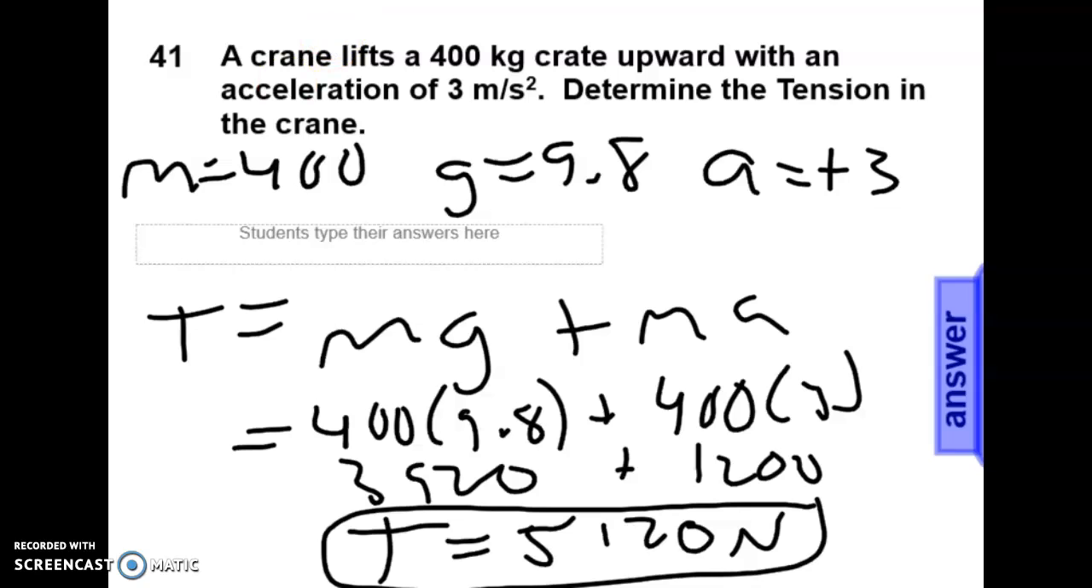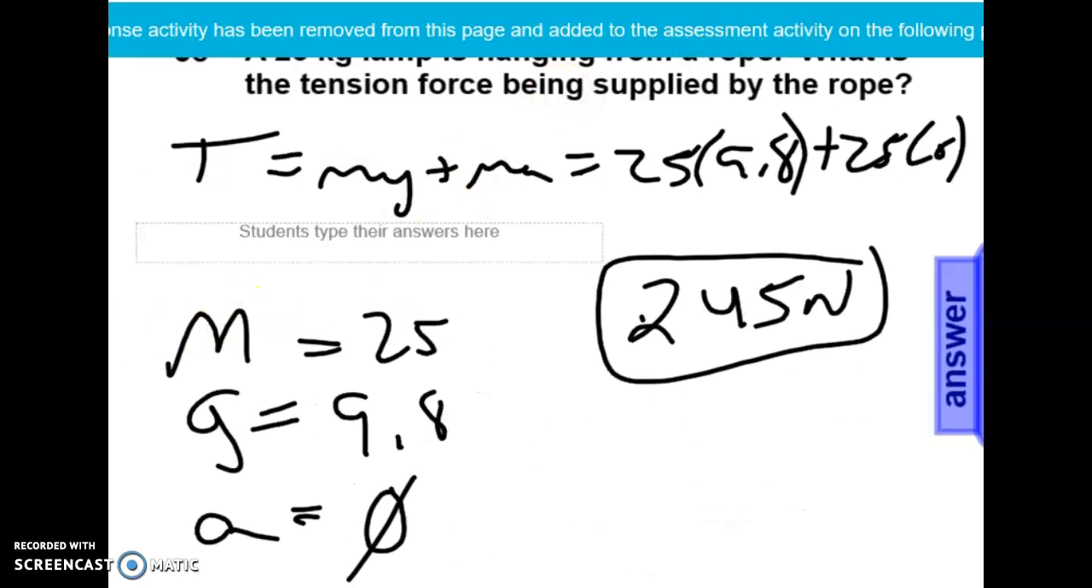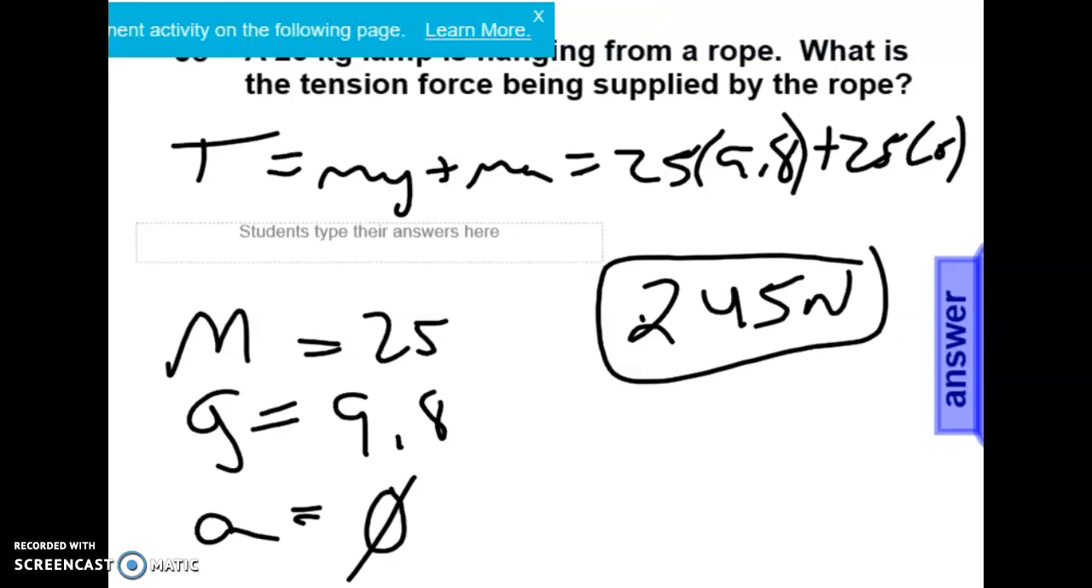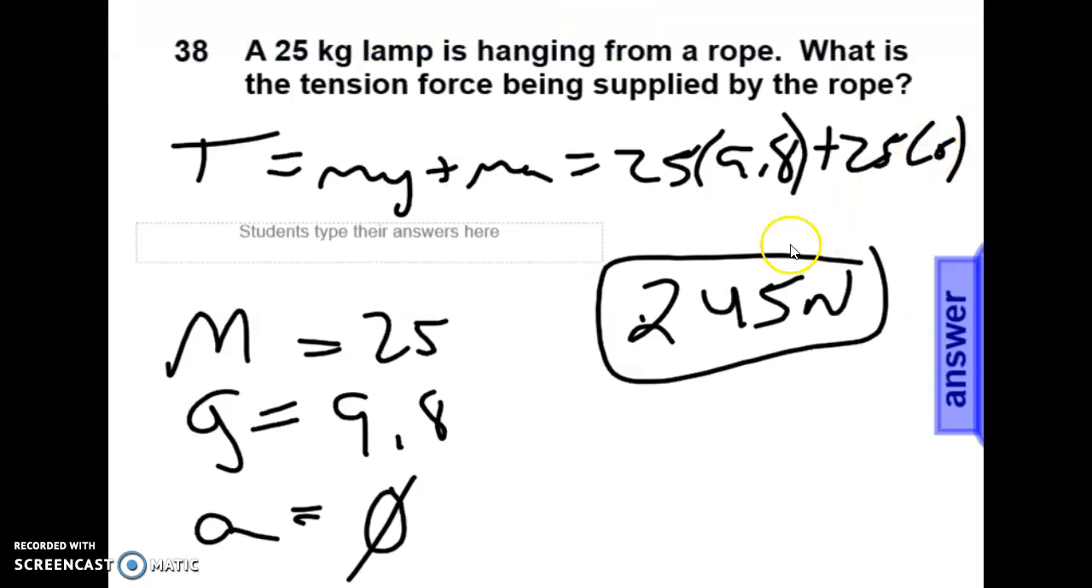All right, excellent. So you're going to have probably one or two of these problems here. The biggest thing is going to be able to look at the acceleration and figure out if the acceleration is 0, positive, or negative. If it's moving at a constant velocity, or if it's not moving at all, the acceleration is equal to 0. If it's accelerating downward, the acceleration is negative. If it's accelerating upward, the acceleration is positive.